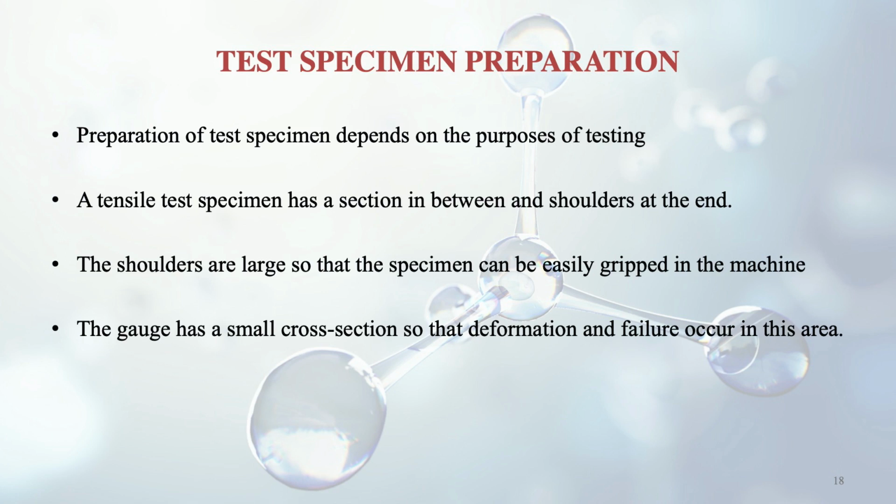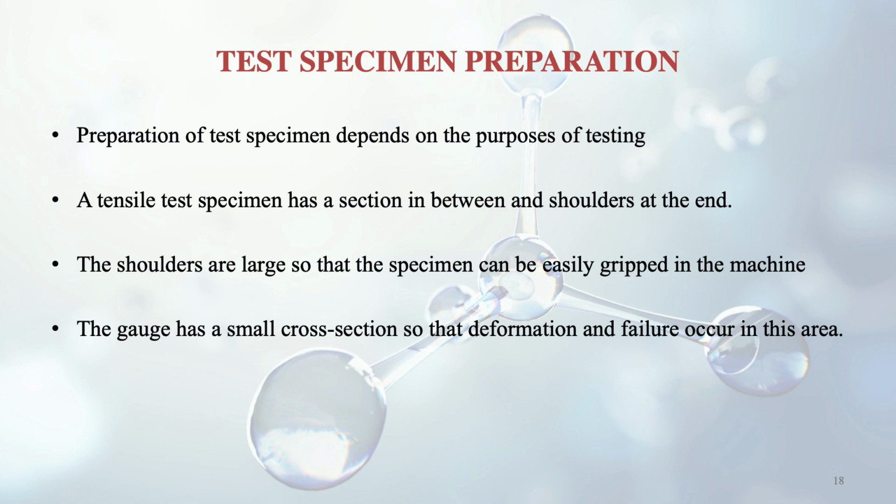The shoulders are large so that the specimen can be easily gripped in the machine. So shoulders are meant for the purpose of gripping the specimen in the machine. The gauge has a small cross section, meaning the middle portion has a small cross section, the diameter is less, so that deformation and failure occur in this area.